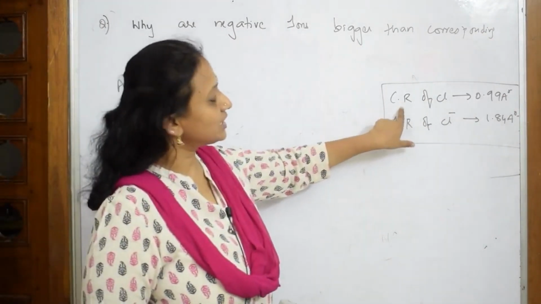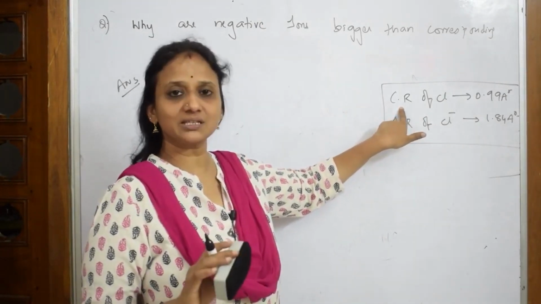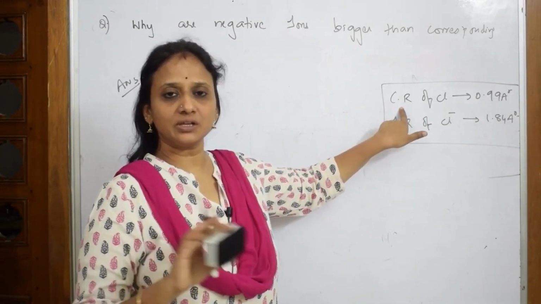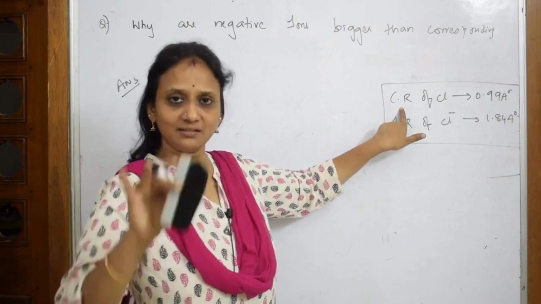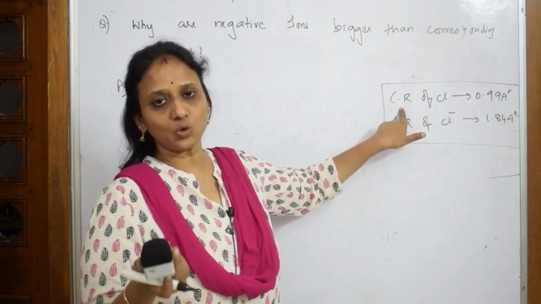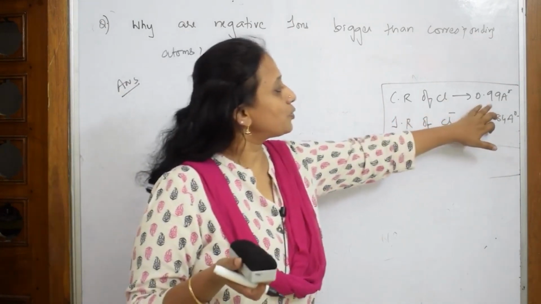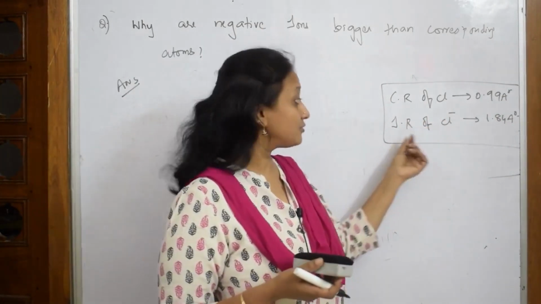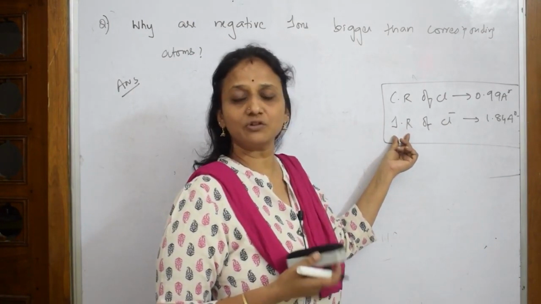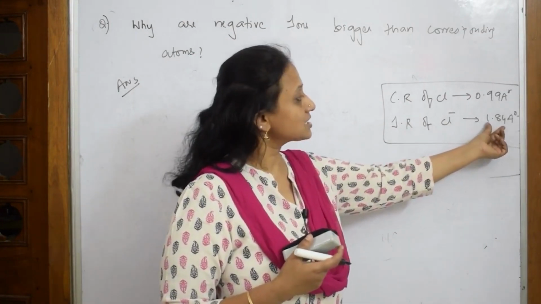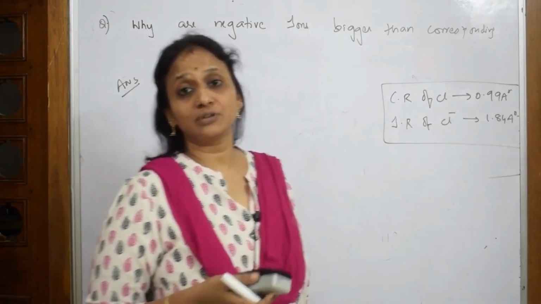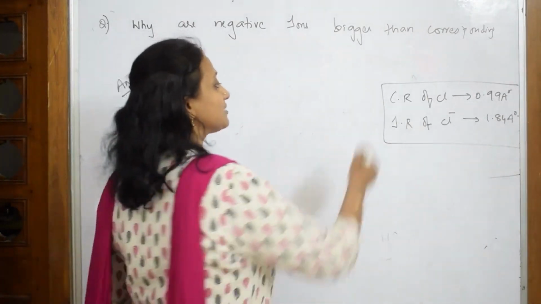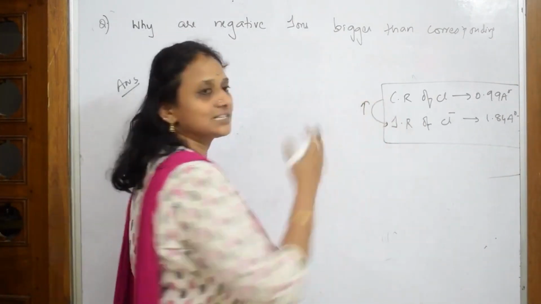Why did I take covalent radii? Basically, two chlorine atoms form a covalent bond, and that particular radius is called the covalent radius. It is 0.99 angstroms. But when it comes to Cl minus, I have to write the ionic radius because it has already formed an anion. The radius has increased to 1.84 angstroms. That is what they're asking: why is it increasing here? Let us write the answer.